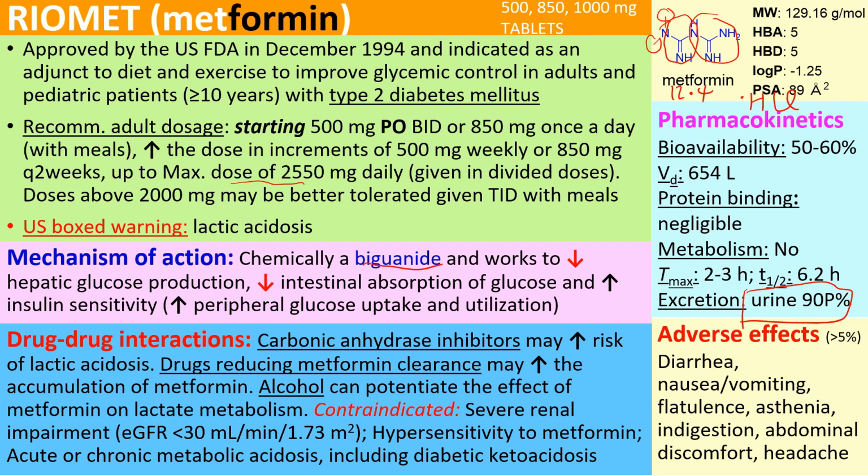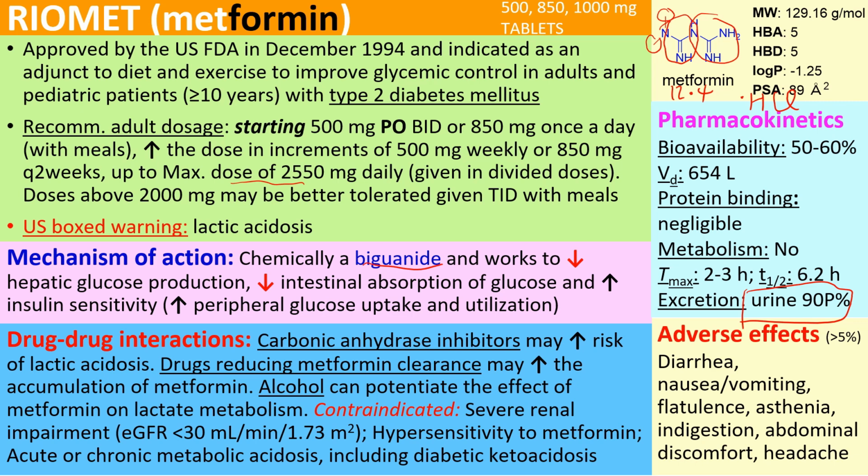Drug-drug interactions: carbonic anhydrase inhibitors may increase the risk of lactic acidosis. Drugs reducing metformin clearance may increase accumulation of metformin. In addition, alcohol can potentiate the effects of metformin on lactate metabolism.